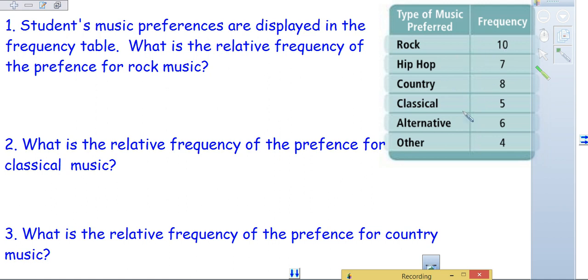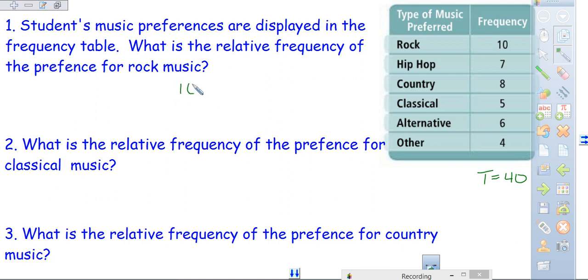For example, here is a frequency table. It tells us how often each type of music is preferred. Question number 1. A student's music preference is displayed in the frequency table. What is the relative frequency that the preference is for rock music? We should probably figure out how many people were actually surveyed. If we add all those numbers together, we get 40. A favorable outcome would be rock. There are 10 people that like rock out of the 40 people, which gives us 1/4 or 25%. Remember, your answers can be fractions, percents, or decimals.